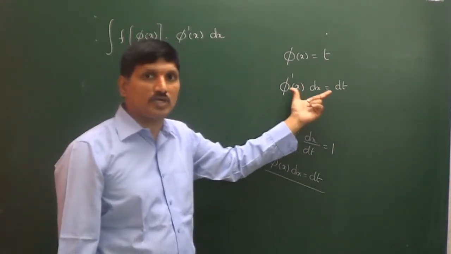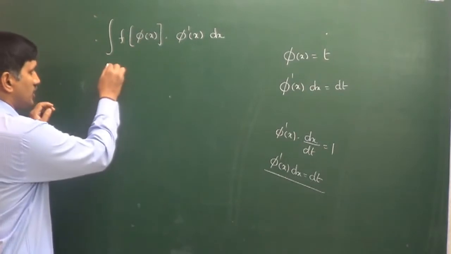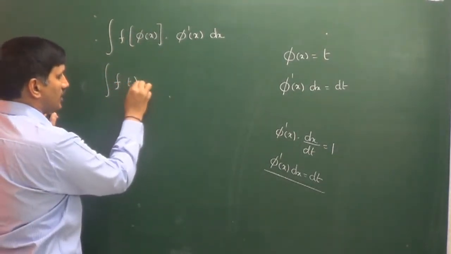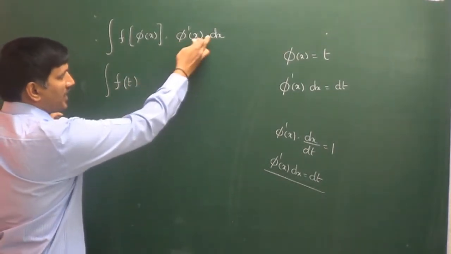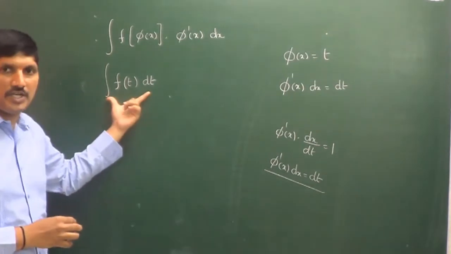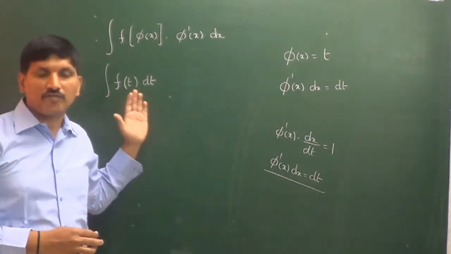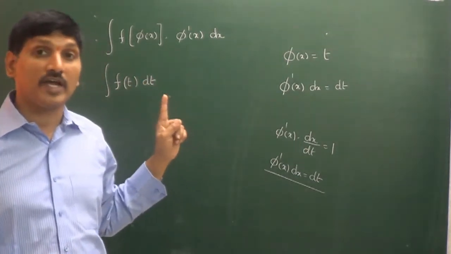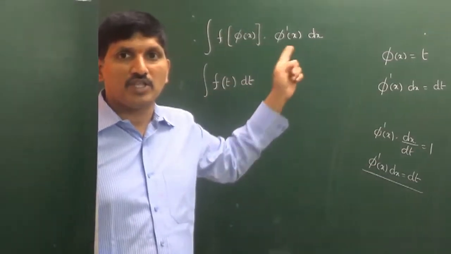Now because of these substitutions, how does this integral change? In place of phi of x we write t, and in place of phi dash of x dx we write dt. So we get the integral of f of t dt. This integration we can find out. That idea we are going to use in indefinite integrals by the method of substitution.